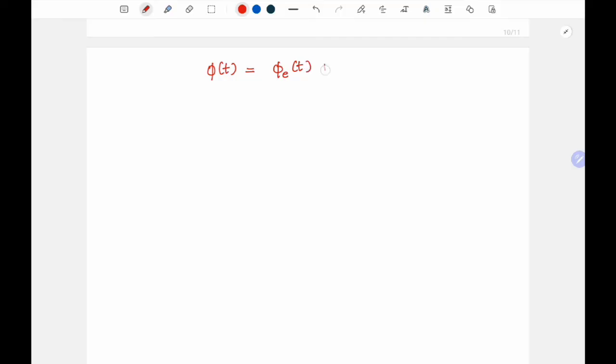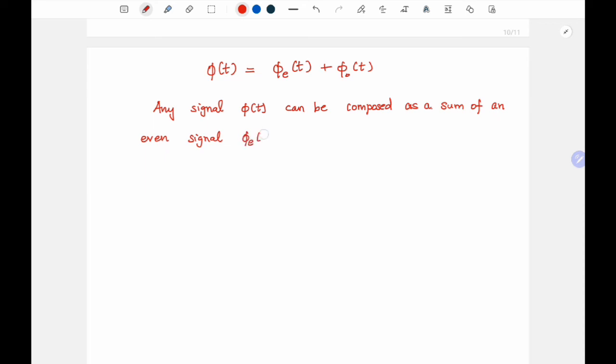So any signal phi of t can be composed as a sum of an even signal phi e of t and an odd signal phi o of t. It's very surprising, right? So let us see how.